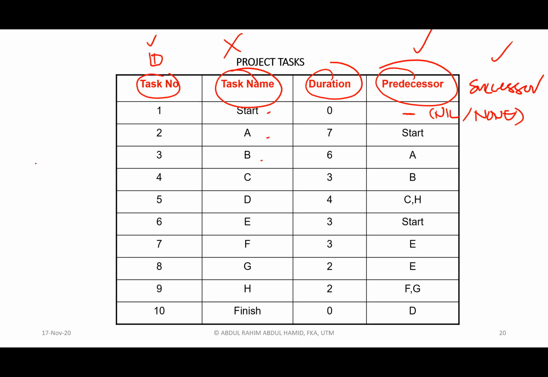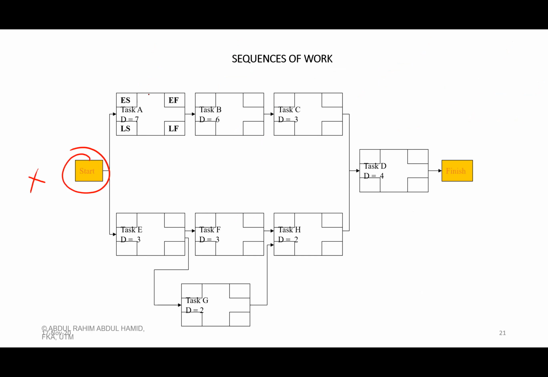Then look at the activity after start. The predecessor is start. So automatically you know that activity A and then E must be connected from start. You notice activity A and E are connected from start. This is what we call connected from. So that's how you put activity A and E.